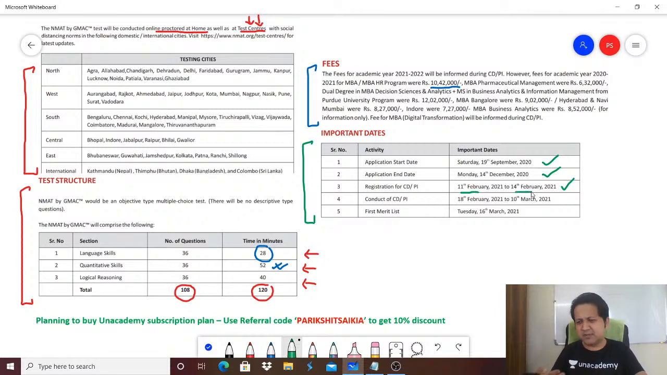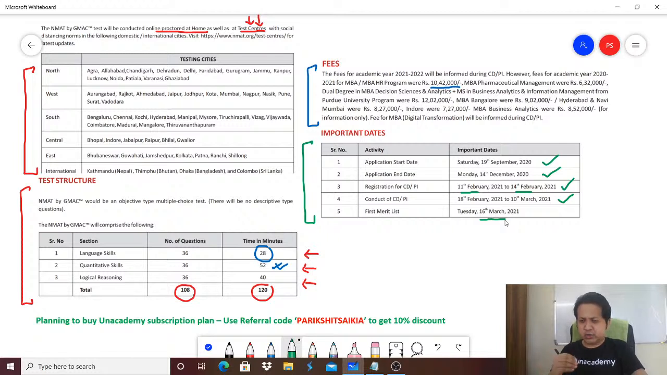So this process happens in Mumbai. But this year it might also happen online. Then this is the registration process, right? And then the actual conduct will happen. The process itself will take from the 18th of February to the 10th of March. And the final list is expected to be out around mid of March.